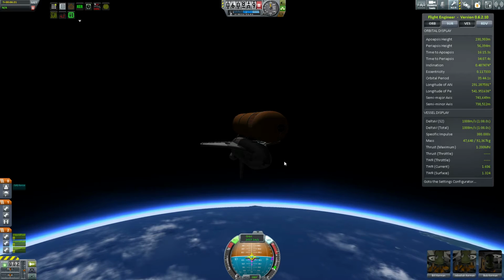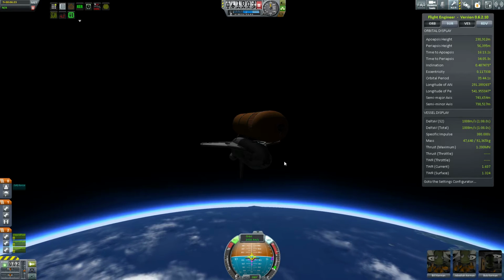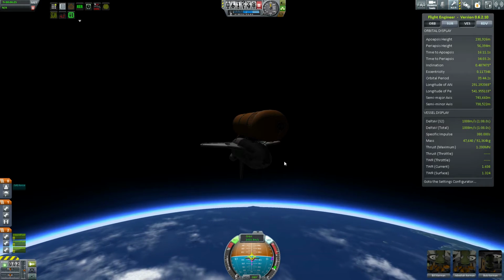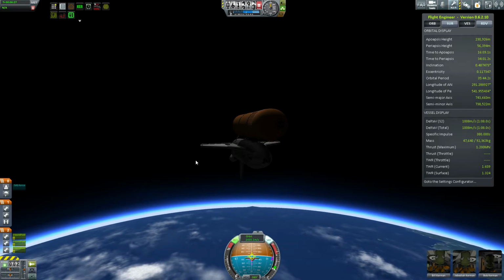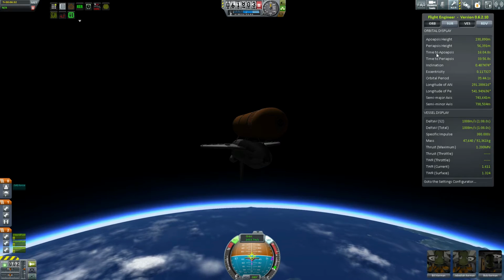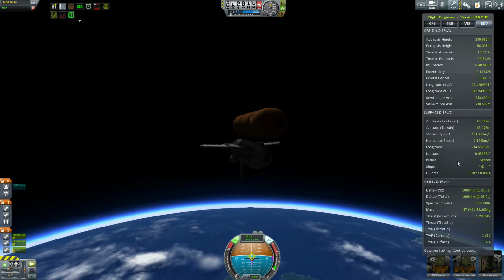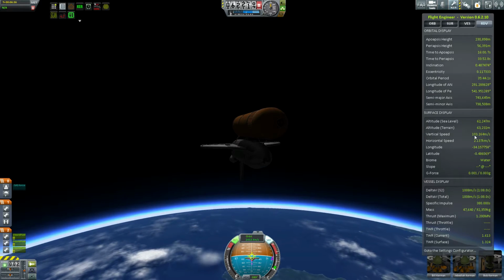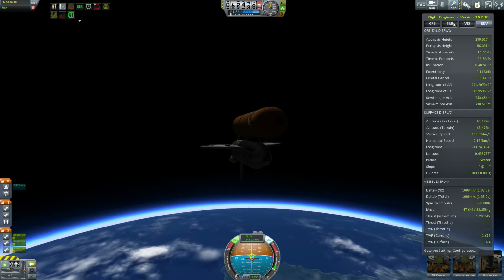I'm not going to time warp out of the atmosphere. I'm just going to wait to get out because time warp within atmosphere gets a little buggy sometimes. But I'm getting there very quickly. My vertical speed is 102 meters per second, which is pretty dang fast.